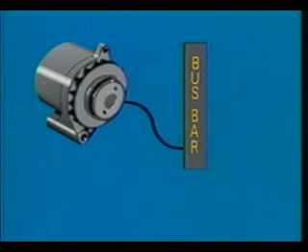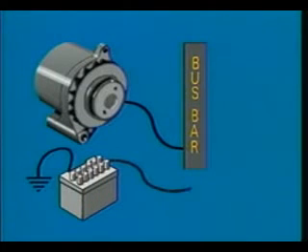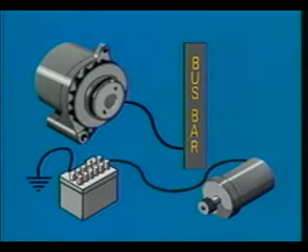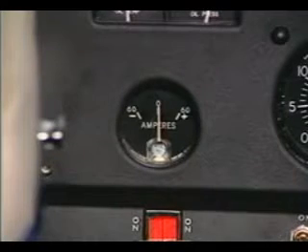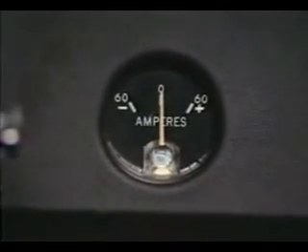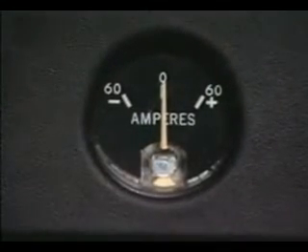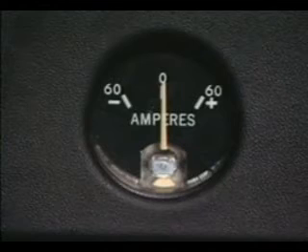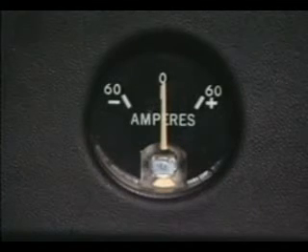Another critical component in the electrical system is the battery. Although its primary purpose is providing a means of starting the engine, it also can be used in an emergency to provide limited power to the electrical components. An ammeter mounted on the instrument panel measures the amount of current flowing to or from the battery. It provides you with the means of monitoring the electrical system.